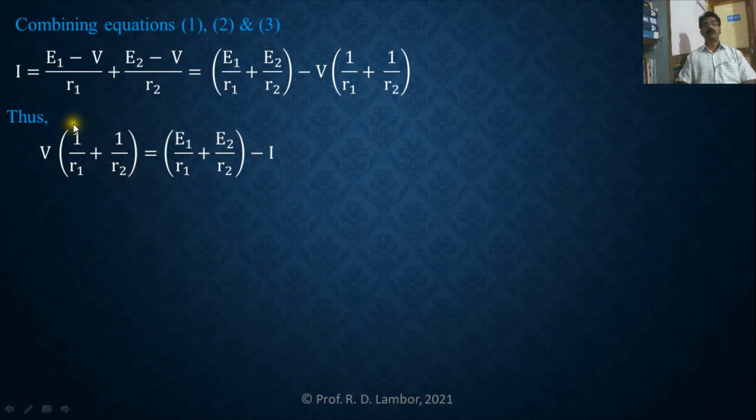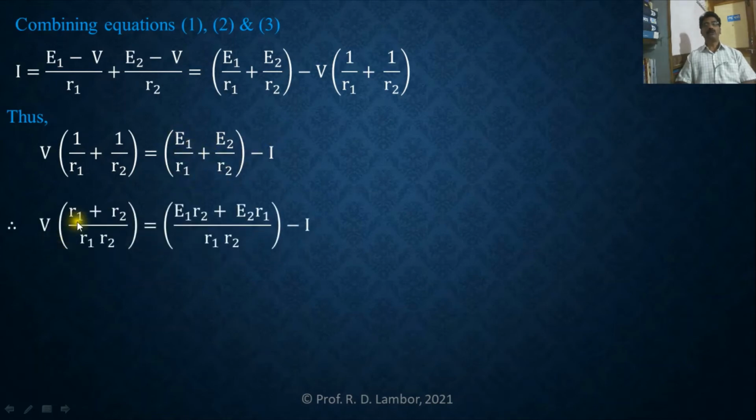Now we will cross multiply the brackets and make the denominator the same. Here also, after cross multiplication you will get V into bracket R1 plus R2 divided by R1 into R2 is equal to, after the cross multiplication, E1 R2 plus E2 R1 divided by R1 into R2 minus I. Now this bracket we can shift to the right side. While shifting, R1 into R2 will be shifted to the numerator and R1 plus R2 will be shifted to the denominator. The step will be like this.